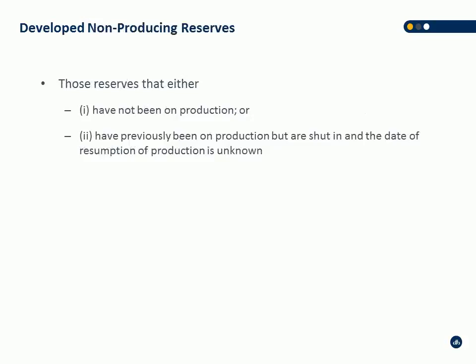Developed non-producing reserves are either reserves that have not been on production. So, a good example in Canada: a lot of times at the end of the year, companies are drilling wells and their disclosure effective date is December 31.